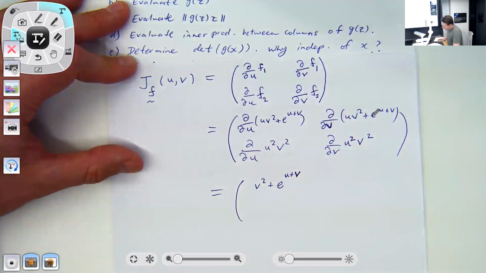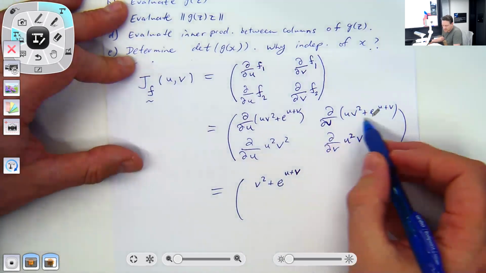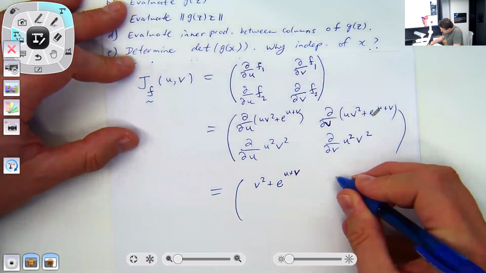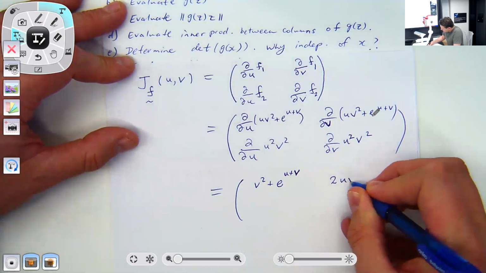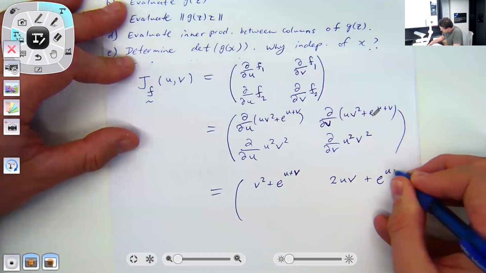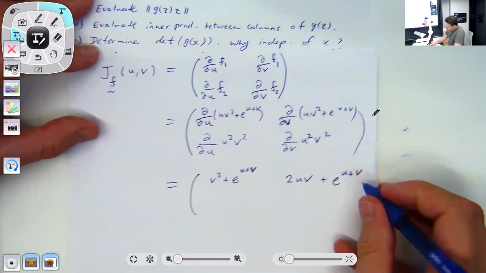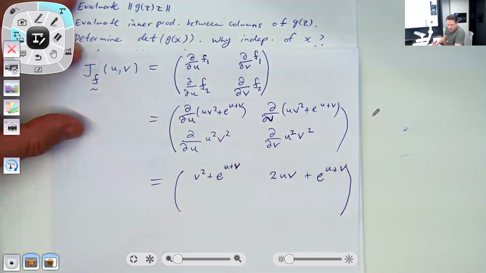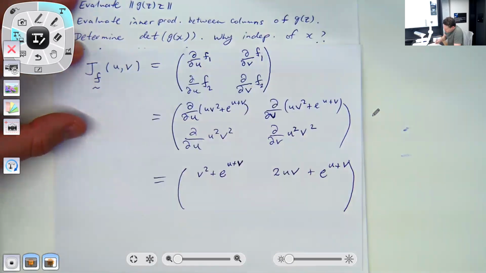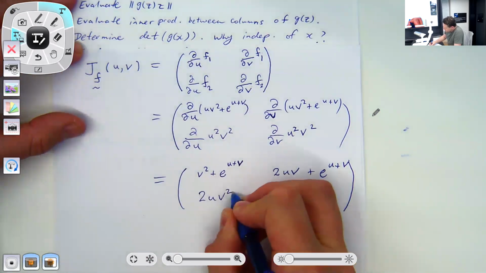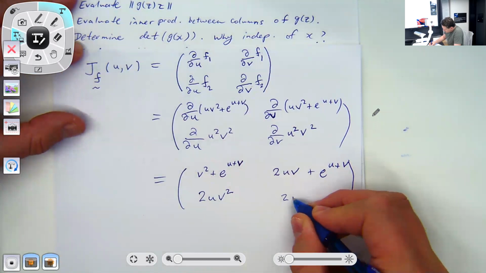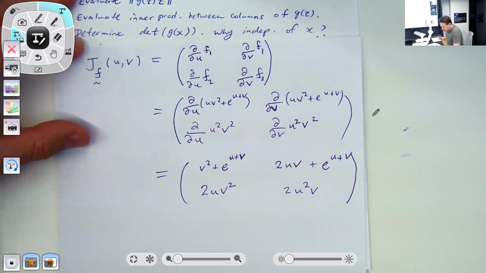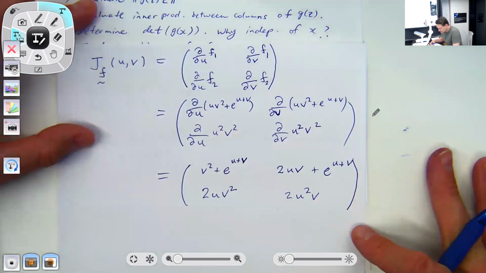I've got a coefficient of 1. Now differentiating the same function with respect to v partially, we have now 2uv, and again, e to the power of u plus v. In the bottom, we're differentiating with respect to u partially, so we have 2uv squared, and then 2u squared v. All right, great. So that's the Jacobian calculated.